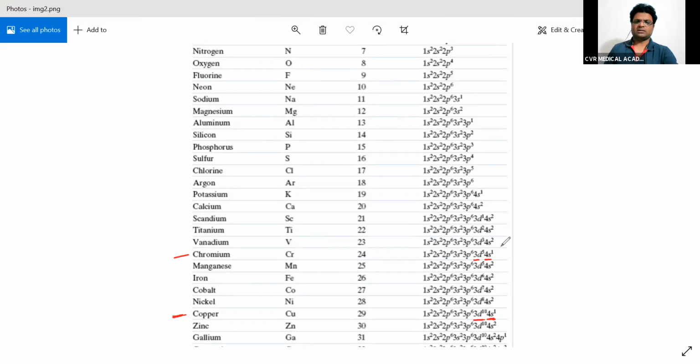Which rule is violated here in chromium and copper configurations? Actually, 4s is first followed by 3d. Yes, sir. In 4s, there is only one electron, but 3d has electrons. 4s is not completed, isn't it? Yes, it's Hund's rule, because 4s is not completed, but still electrons are in 3d. So it violates the Aufbau principle. That can be explained on the basis of stability factors.